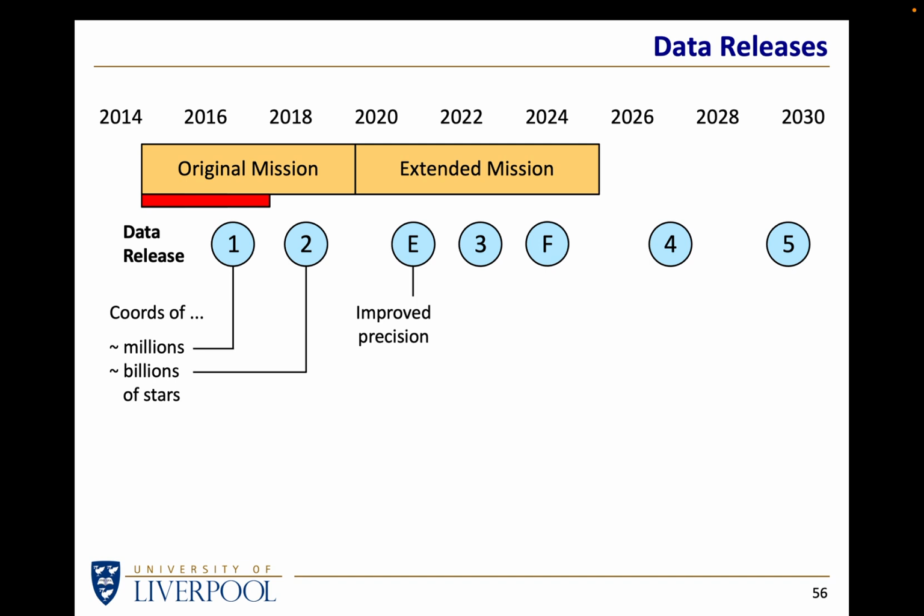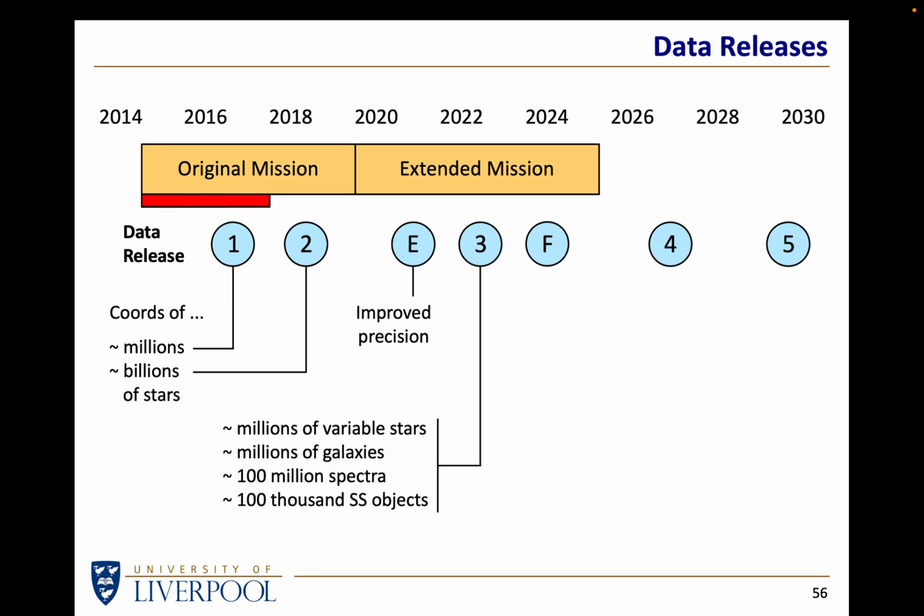Data release 3 eventually came along in 2022, where in addition to having relatively high precision of billions of stars in terms of their position and hence the parallax and hence the distance and the proper motion of how these stars were moving, they also produced a whole load of data on millions of variable stars that had changed their brightness over these 3 years, as well as millions of galaxies, hundreds of millions of spectra of stars, and almost by accident, hundreds of thousands of solar system objects, some of which we knew about, some of which we didn't.